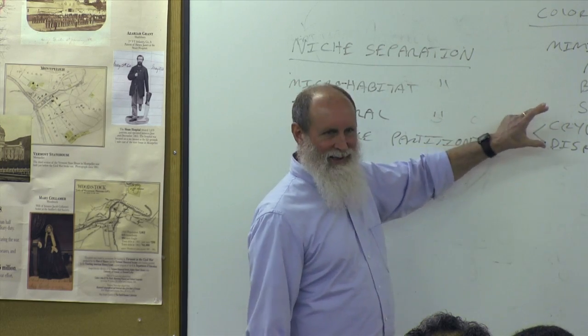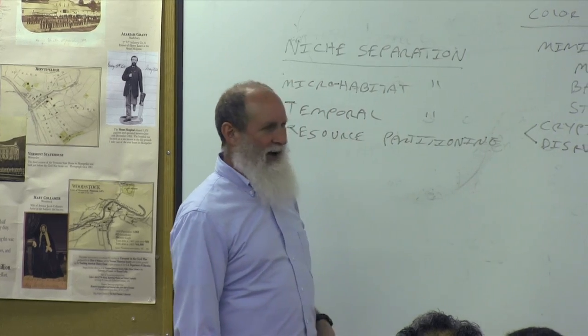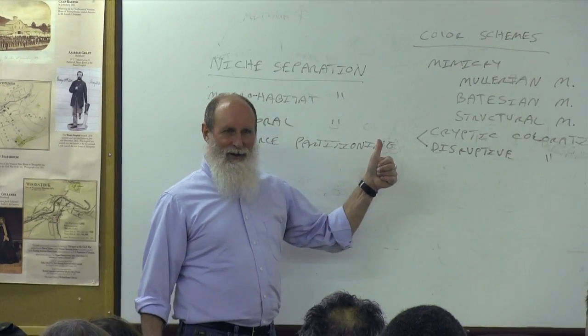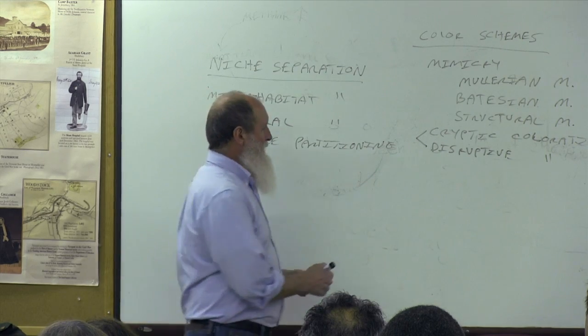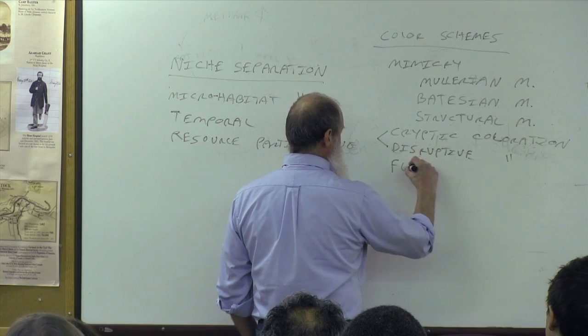But again, when you combine these things, you get camouflage. And sometimes you can add on even another thing that makes it even more impressive. And this is what's called flash coloration.